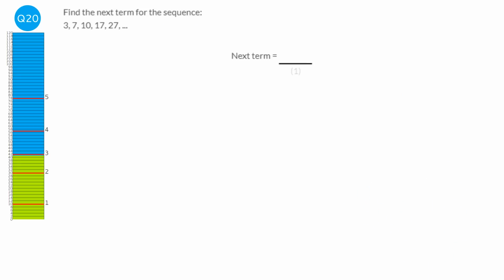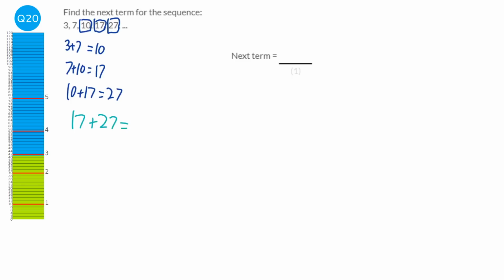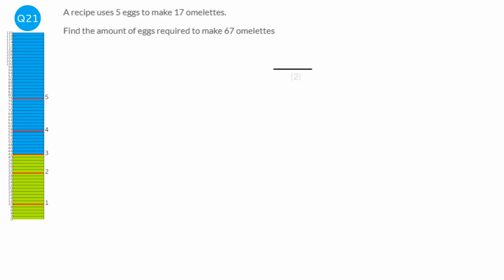So what we do is we notice that to get this 10, we add the 3 and the 7. To get this 17, we add the 7 and the 10. And to get this 27, we add the 10 and the 17. Whenever we have this kind of sequence, it's called a Fibonacci sequence. You essentially add the previous two terms to get to the next term. And so what we need to do is just simply add the 17 and the 27. When you do that, you get 44. So our next term is 44.